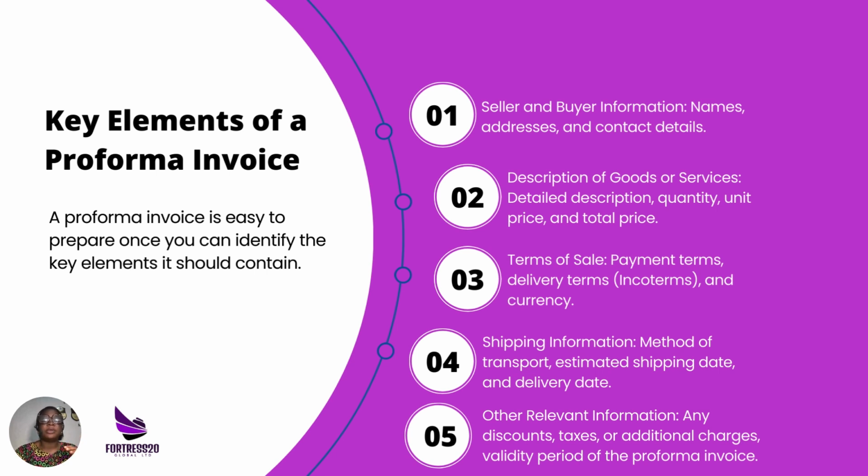The next thing is for us to look at the key elements of a Proforma invoice. There are five of them. The first one is the seller and buyer information. The second is the description of goods and services. The third is the terms of sale. The fourth is the shipping information. The fifth are other relevant information.